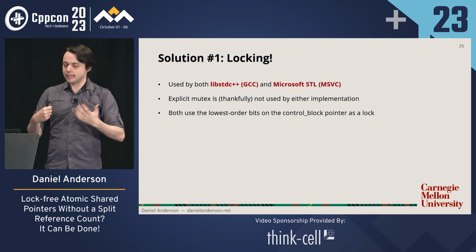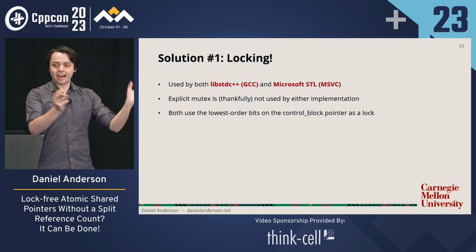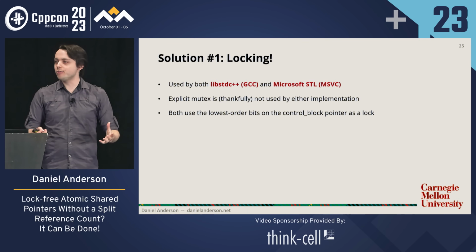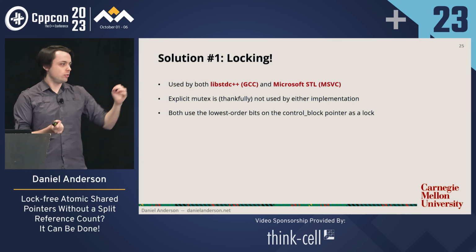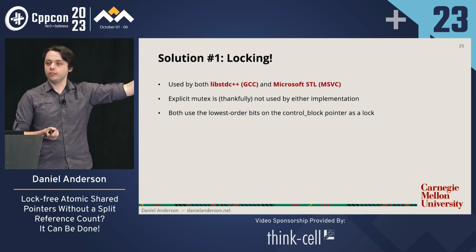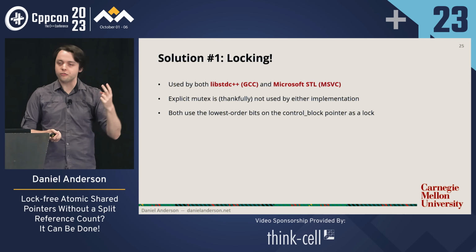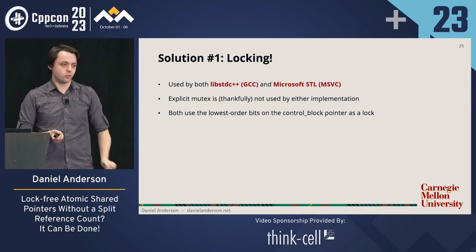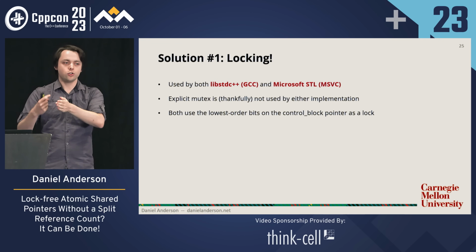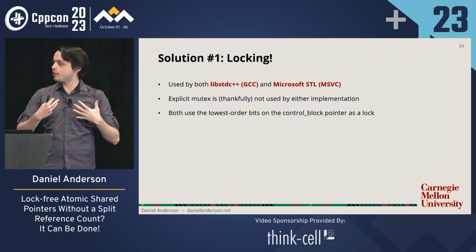Thankfully, even though they are taking a lock, they didn't pack a mutex into the atomic shared pointer. That would be even worse. Thankfully, they do at least use a very, very efficient locking strategy. They actually use the 2 lowest order bits of the control block pointer. So you basically use the low order bit as a spin lock. You just try and set that to 1, and that means I've got it.